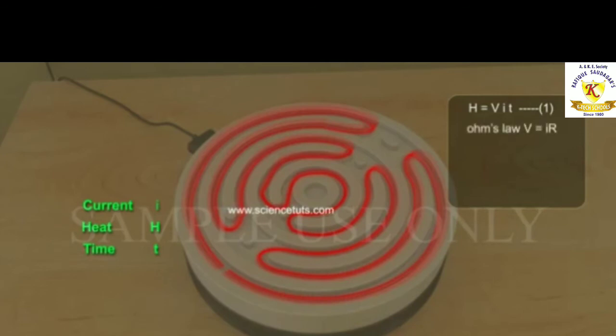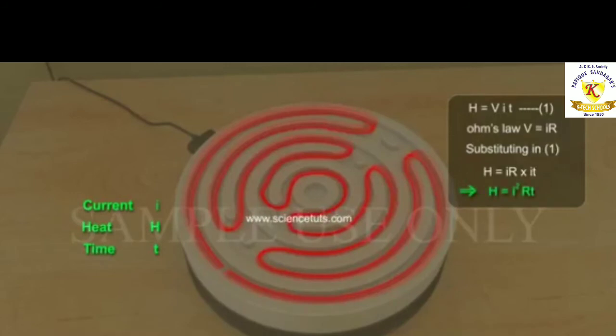Now, according to Ohm's law, V equals IR. Substituting this in equation 1, we get H is equal to IR into It. So, children, H will equal I squared Rt. This is Joule's law of heating.